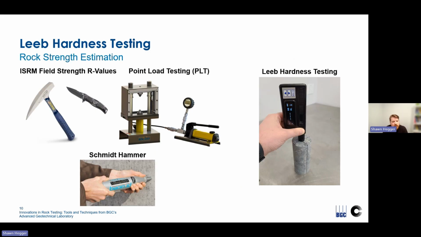Current rock strength estimation methods like the ISRM R values and point load testing have limitations such as subjectivity or destructiveness. Even Schmidt hammer testing, though less destructive, can still damage weak samples and make UCS testing on those samples unviable. So Leeb hardness testing offers a rapid, non-destructive alternative with demonstrated correlation with UCS, enabling a more efficient and higher resolution field measurements.